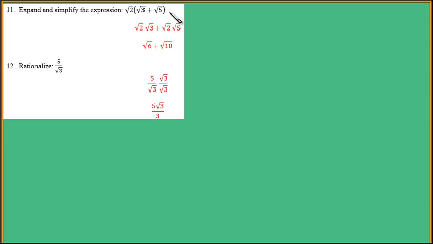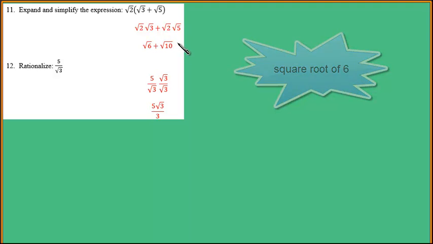Here we are supposed to expand and simplify this expression. So square root of 2 times square root of 3, square root of 2 times square root of 5, and then this becomes square root of 2 times 3, which is square root of 6, square root of 2 times 5, which is square root of 10, and that's it. You can't do anything else with this.